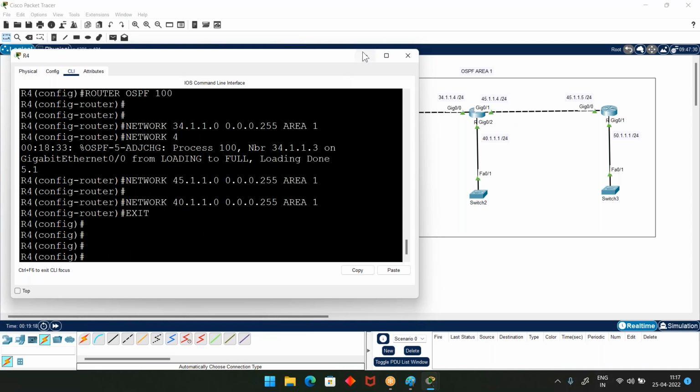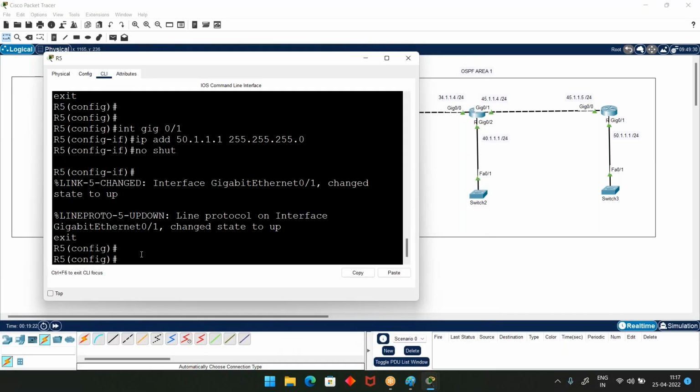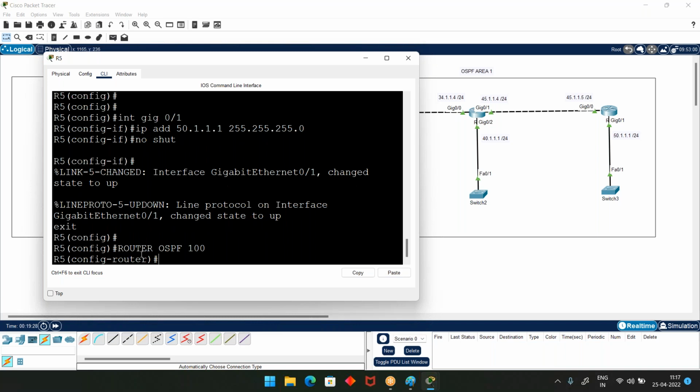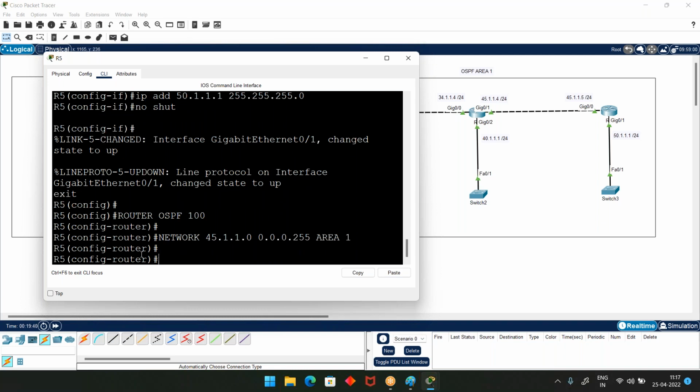Let's go to the R5 device now, the final router. Router OSPF 100 now. Now network 45.1.1.0 wildcard bits. Area belongs to 1 here. Now wait here, the neighbor will become up here now.